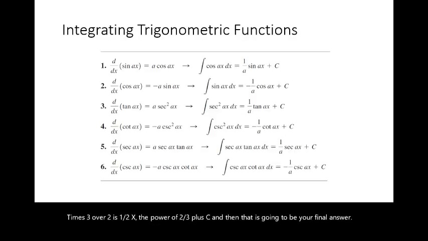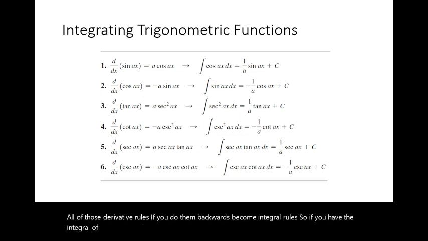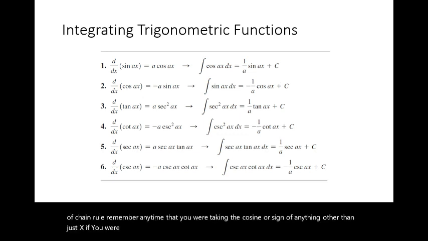Now, those derivative rules sheets, all of those derivative rules, if you do them backwards, become integral rules. So if you have the integral of cosine, you get sine because the derivative of sine is cosine. Now, thinking in terms of chain rule, remember, anytime that you are taking the cosine or sine of anything other than just x, if you were taking derivatives, you would need to use the chain rule. So we're basically going to be using chain rule backwards for this.